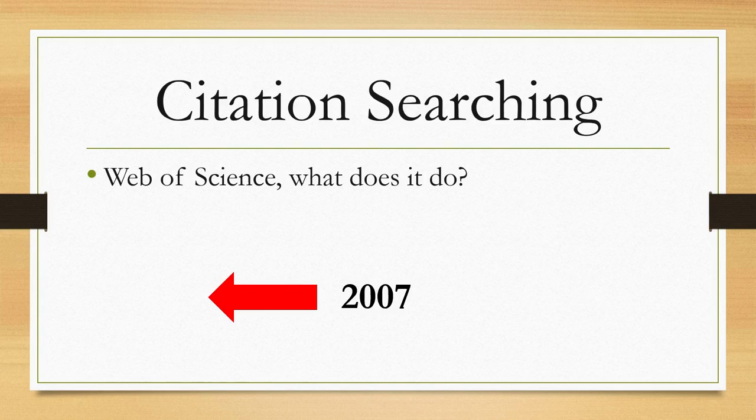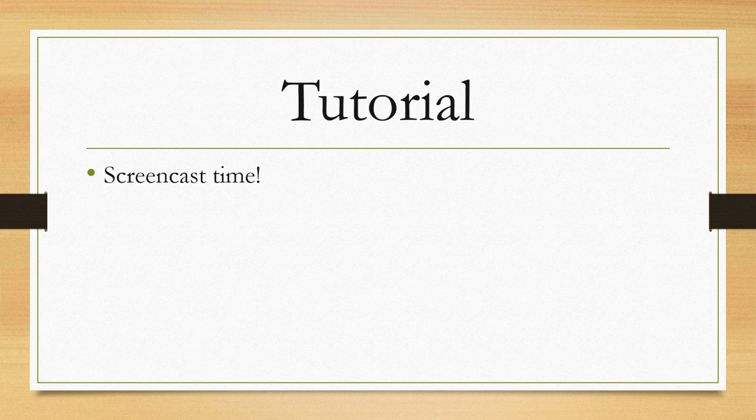Ideally, what we want to do is find articles that have referenced or cited this 2007 article and are newer, being written from 2007 to the present, going forward in time. So how do we do that? Well, it's screencast time, and I'm going to show you in Web of Science.